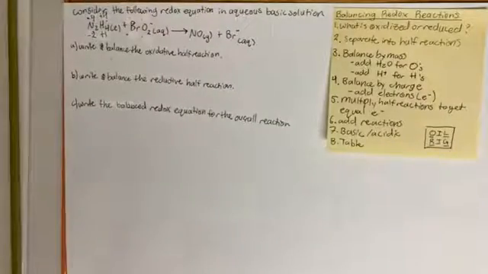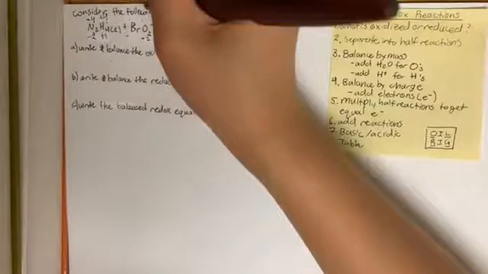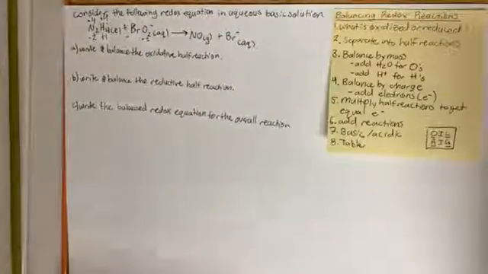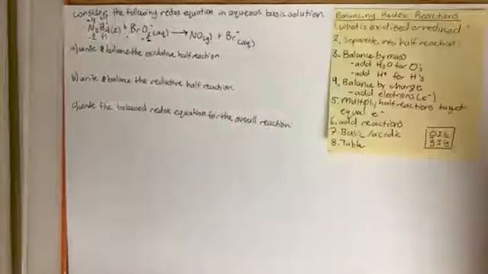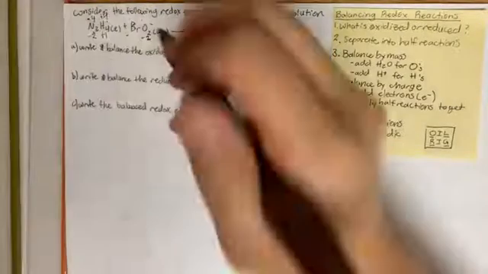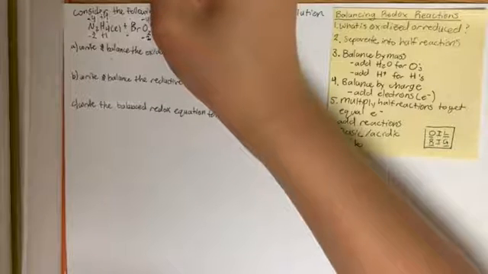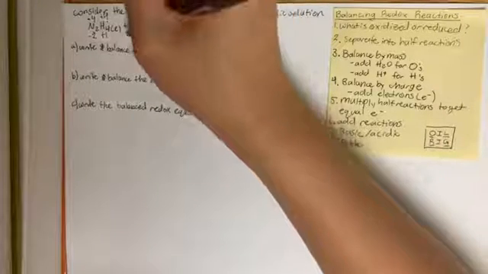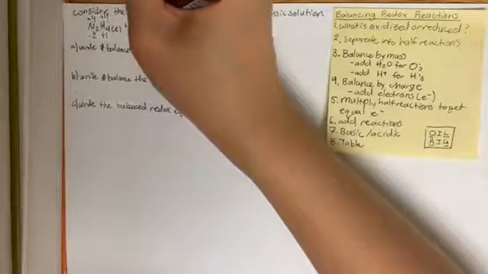Next, we will do BrO2 minus. Oxygen has a negative 2 charge, and since there are 2 of them, it'll have a negative 4 charge. Due to the negative charge of the overall compound, bromine will be positive 3.